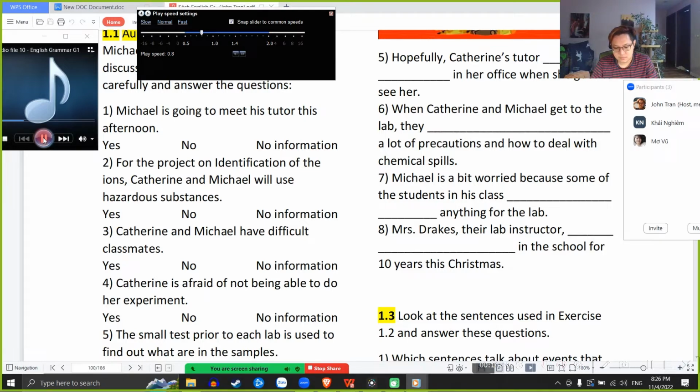Yeah, I have seen it. By the time we get to the lab, we will have already read a lot of precautions and will know by then how to deal with chemical spills. However, I'm a bit worried because some of the students in our class won't have studied anything about this yet. You know Gabriella, James, and Alexa. They could have already ruined the stock solutions by the time we get to use them. Last time, they managed to contaminate the 2 large bottles of sodium hydroxide and hydrochloric acid, and so I wasn't able to find out what was in my sample. It was so annoying. Don't worry, I have informed our instructor about it, and there will be a small test before we make a start in the lab. Mrs. Drakes is quite experienced with situations like this. I know. She will have been working in this school lab for 10 years this Christmas.